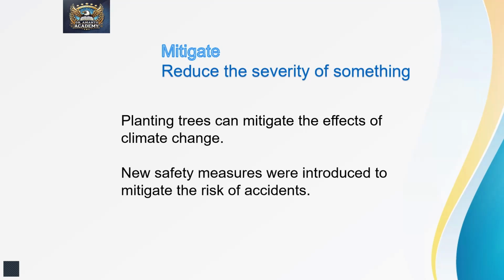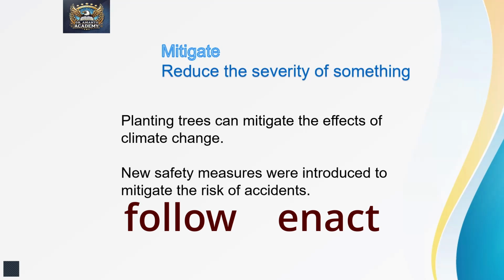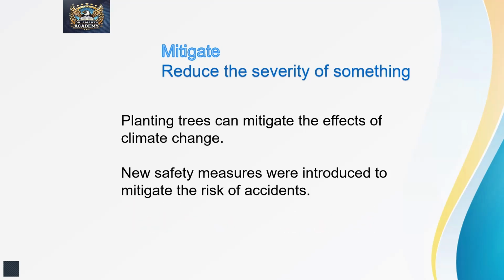New safety measures were introduced to mitigate the risk of accidents. New safety measures, those actions they follow, they enact some rules or laws to make it safer. So they were introduced to the society or the community to mitigate the risk of accidents, means can reduce the accidents.